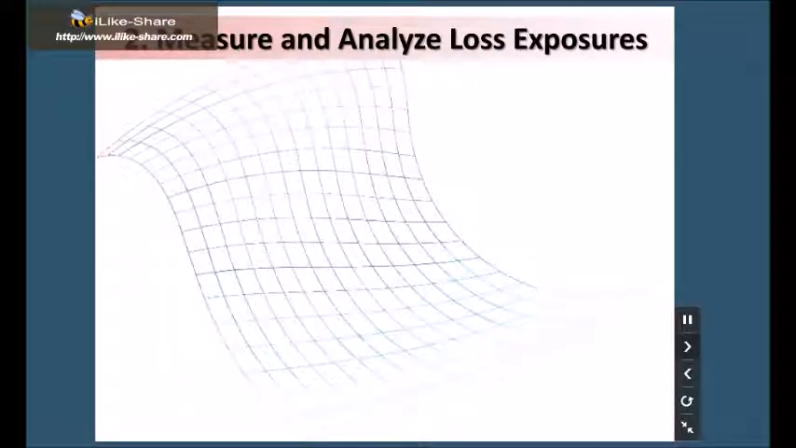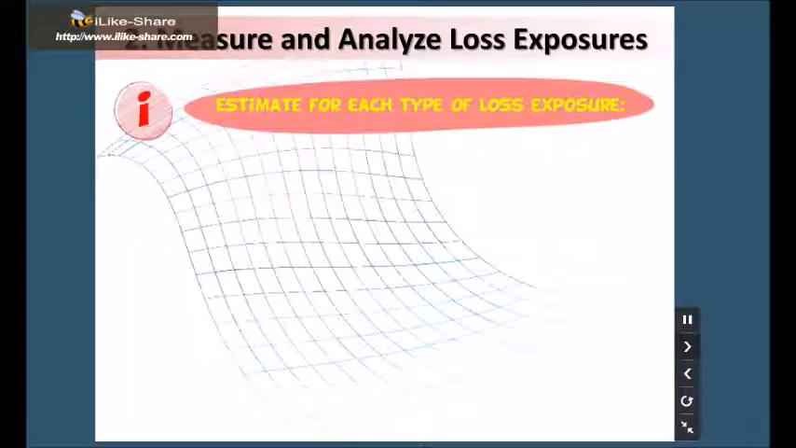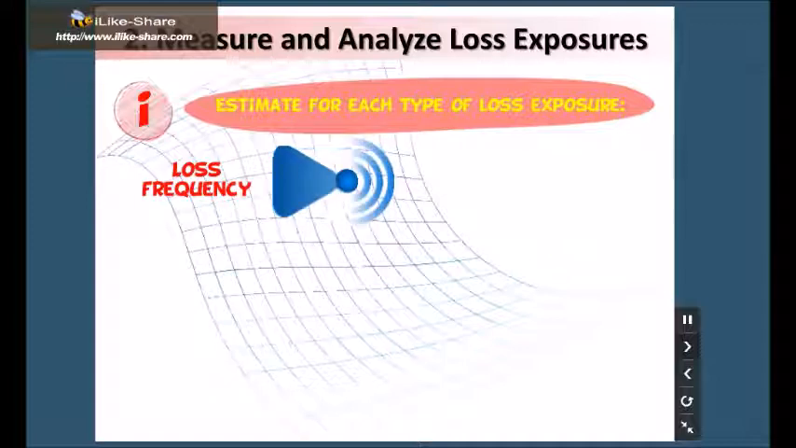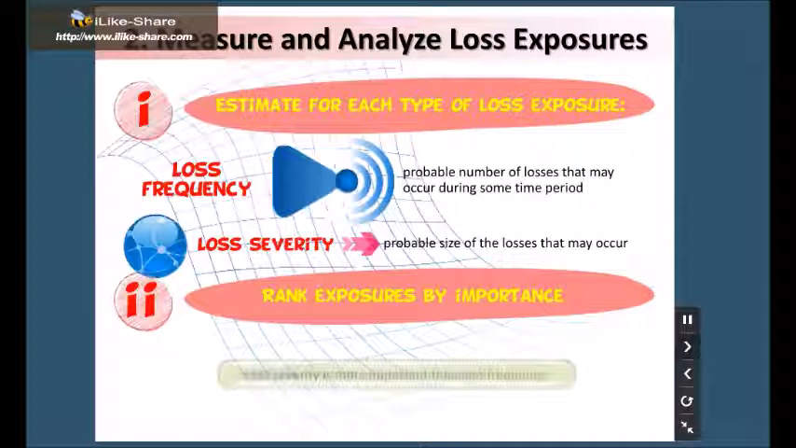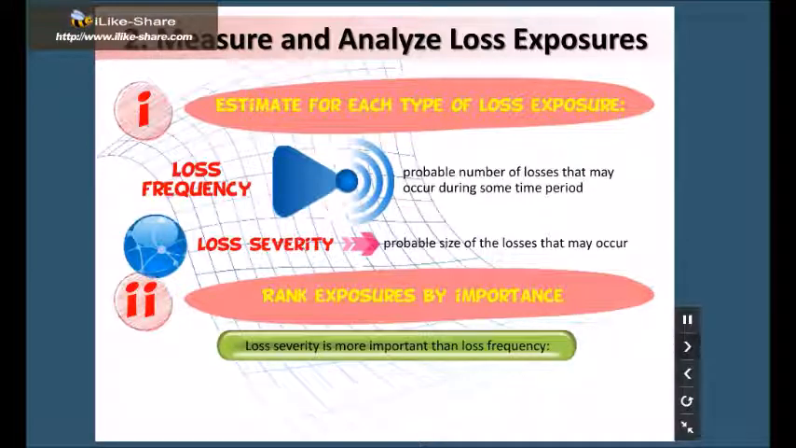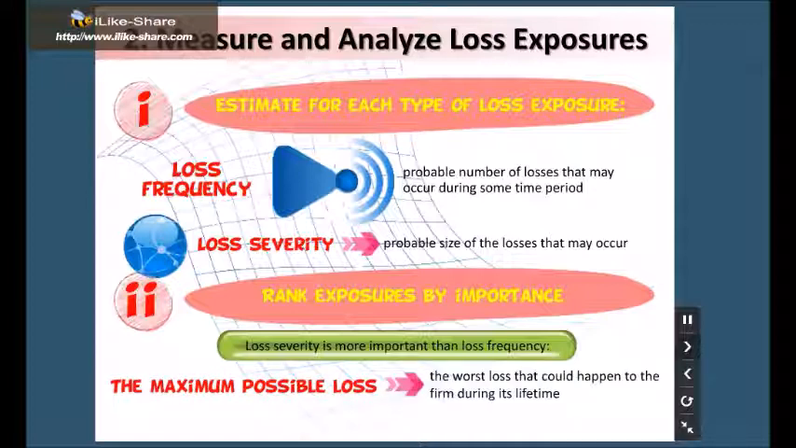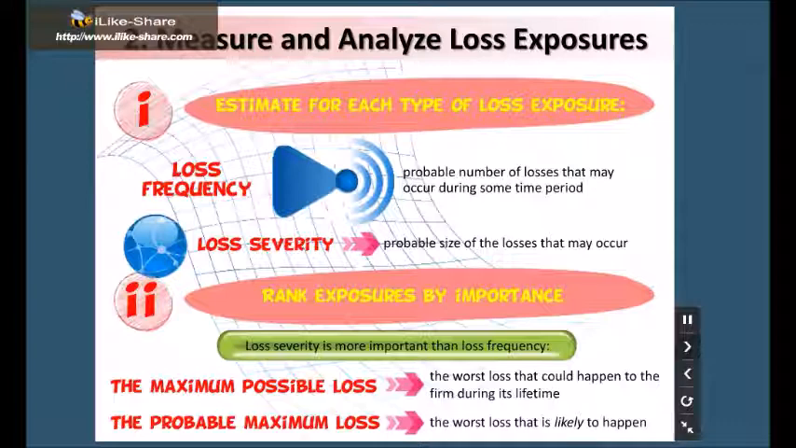Step 2: Measure and analyze loss exposures. Estimate for each type of loss exposure the loss frequency, the probable number of losses that may occur during some time period, and the loss severity, the probable size of the losses that may occur. Rank exposures by importance. Loss severity is more important than loss frequency. The maximum possible loss is the worst loss that could happen to the firm during its lifetime. The probable maximum loss is the worst loss that is likely to happen.